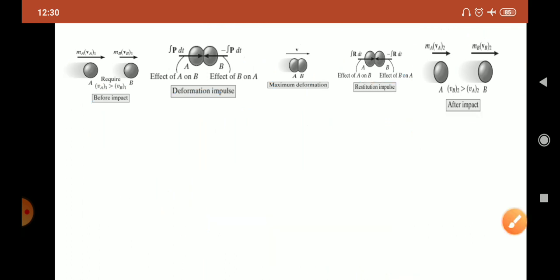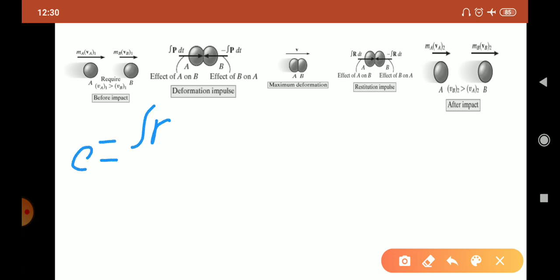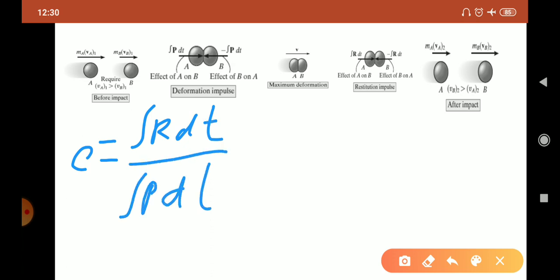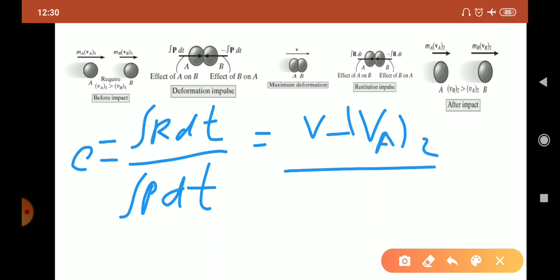After that, e is equal to R dt, which is the rebounding impulse, upon P dt. When we divide these two terms, we'll get the coefficient of restitution for body 1, and this value will be equal to (v minus va2) upon (va1 minus v). Say equation number 3.